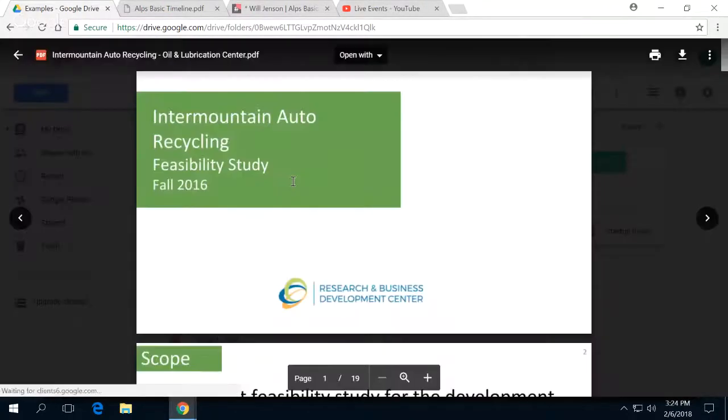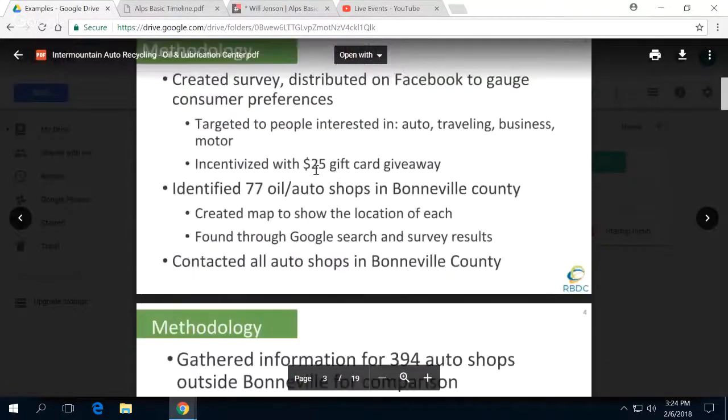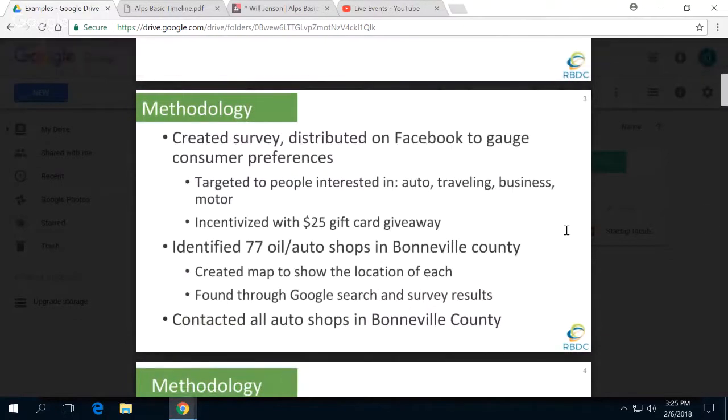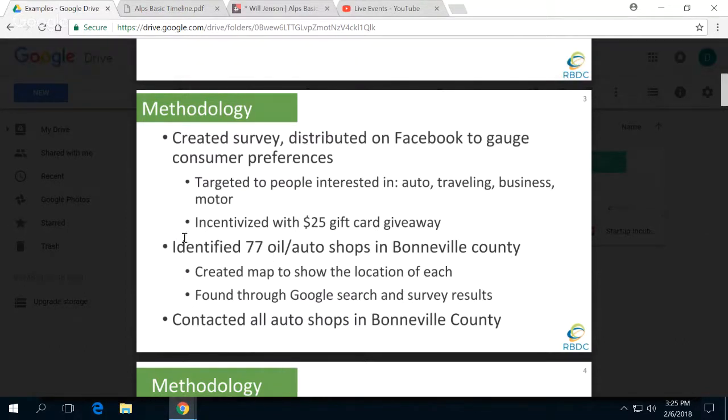So let's say this is for a recycling company. Maybe you don't know all the numbers yet, but you can give an outline, a rough draft of the scope, a rough draft of the methodology. You can then have your student mentors look at it or us look at it. And we give you some hints, or we can go and revise it. You might not know that you identified 77 at this point, but you might know that you are going to identify some shops in Bonneville County.